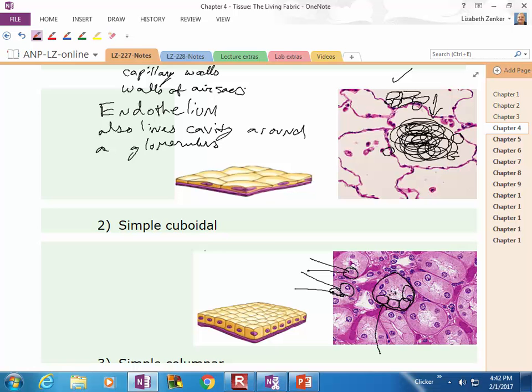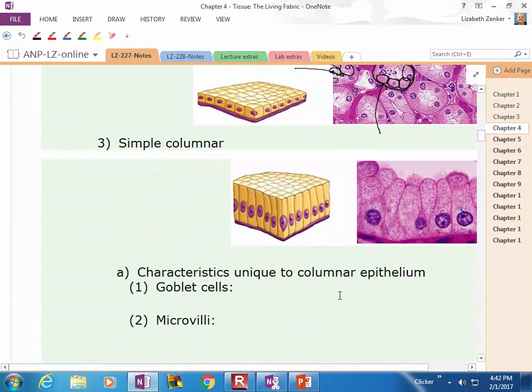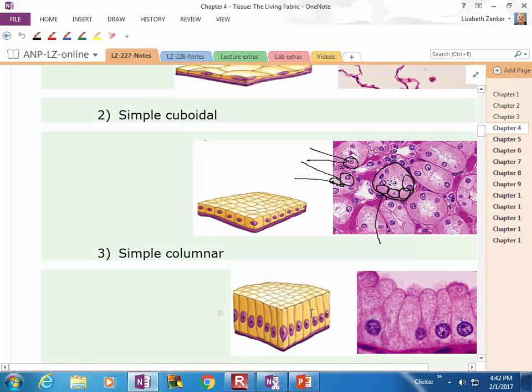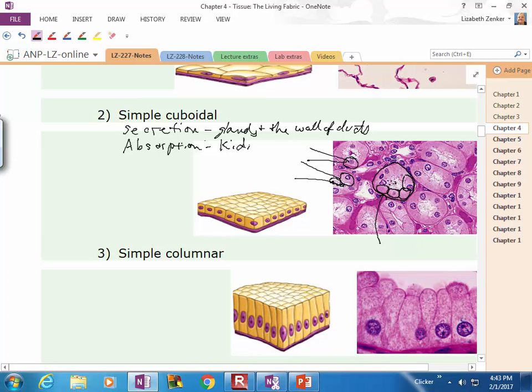Let's see. If we look at simple columnar, notice how they're column-shaped or elongated, right? So, let me go back up to cuboidal, sorry for a second. So simple cuboidal a lot of times is for secretion. So this would be glands and the wall of ducts. And the other function they do is absorption. An example of that would be kidney tubules. Okay.